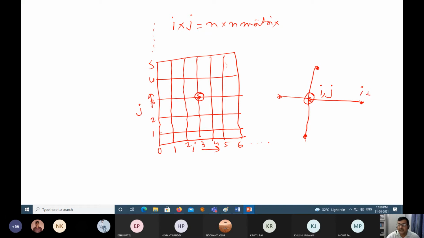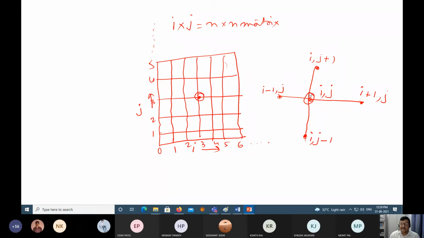This is i plus 1, j. Clear? What is this point? I minus 1, comma j. What is this point? I comma j plus 1. Fantastic. What is this point? I comma j minus 1. Very nice. Right?